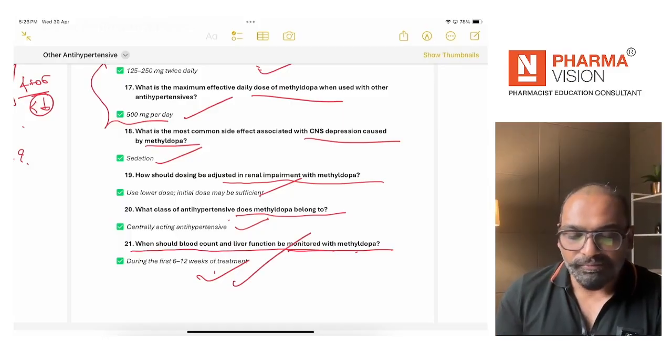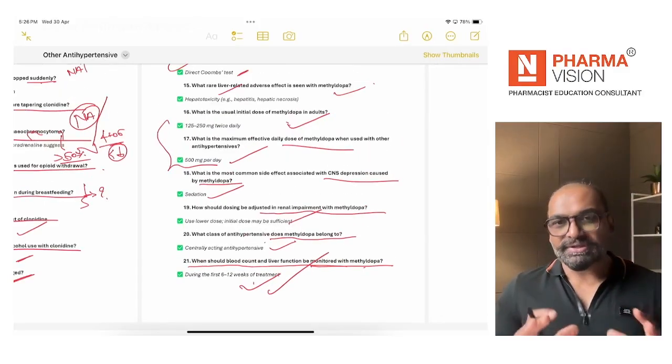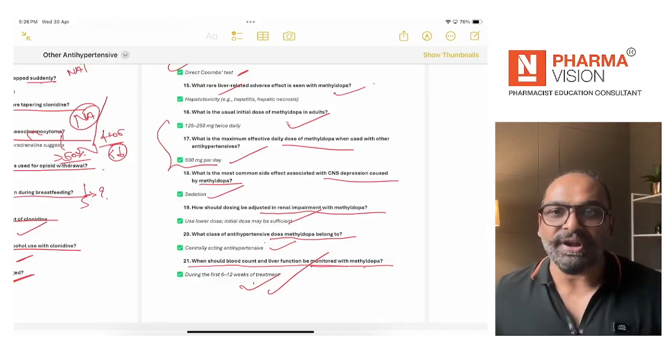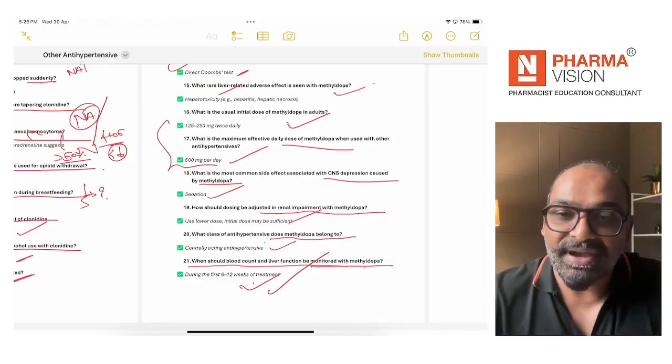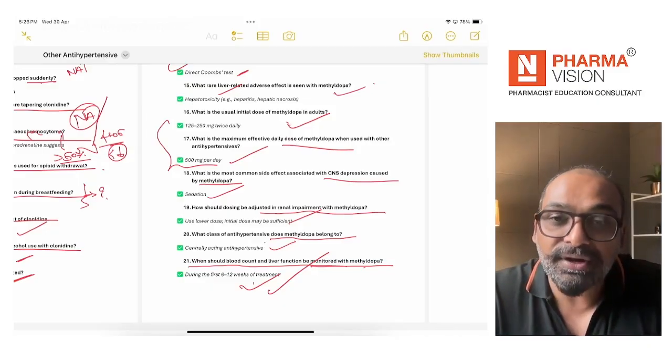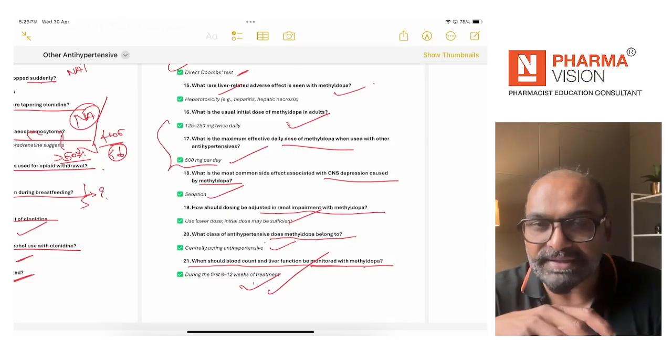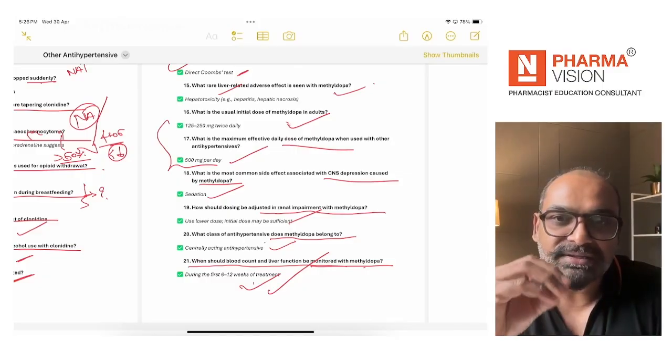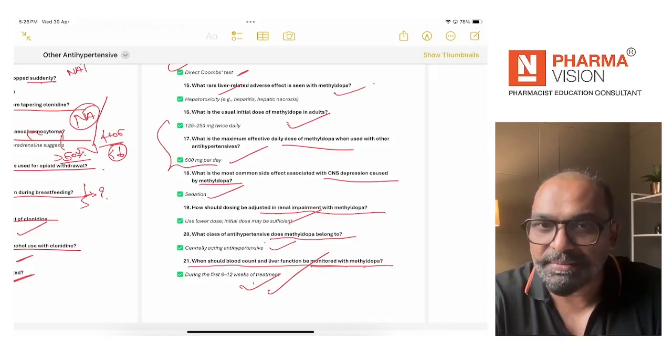Okay. So these are the questions that can re-emphasize your understanding of clonidine. Why have we covered clonidine here? Because clonidine has so many different use cases, so you can expect these kinds of questions in your examination.